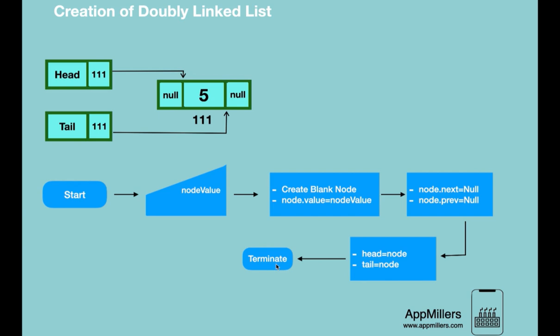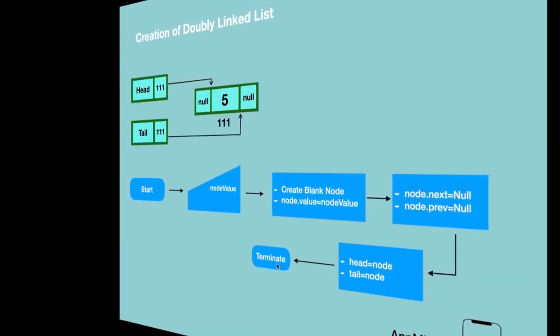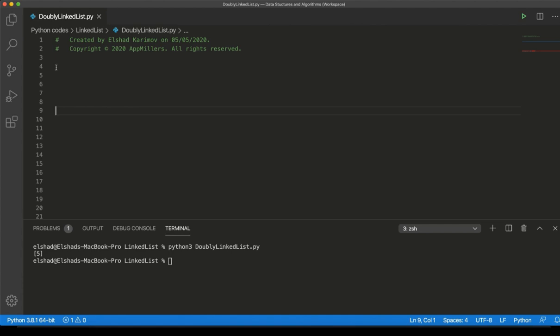Now let's switch to Visual Studio Code and create double linked list in practice. Okay, now here we will create our node class and double linked list class. I removed the node class that we created before because in case of double linked list, the node class is different. So here, the first thing that I'm going to do, I will create node class. Class Node.